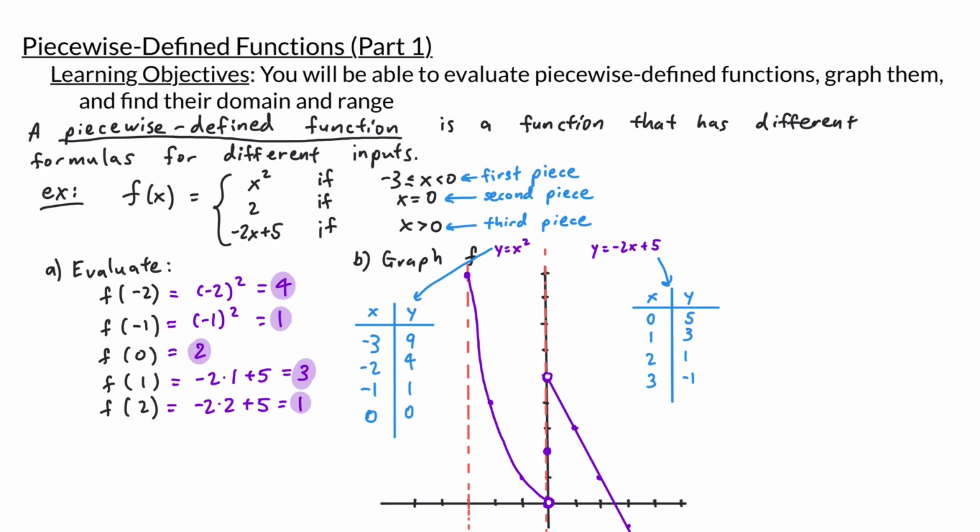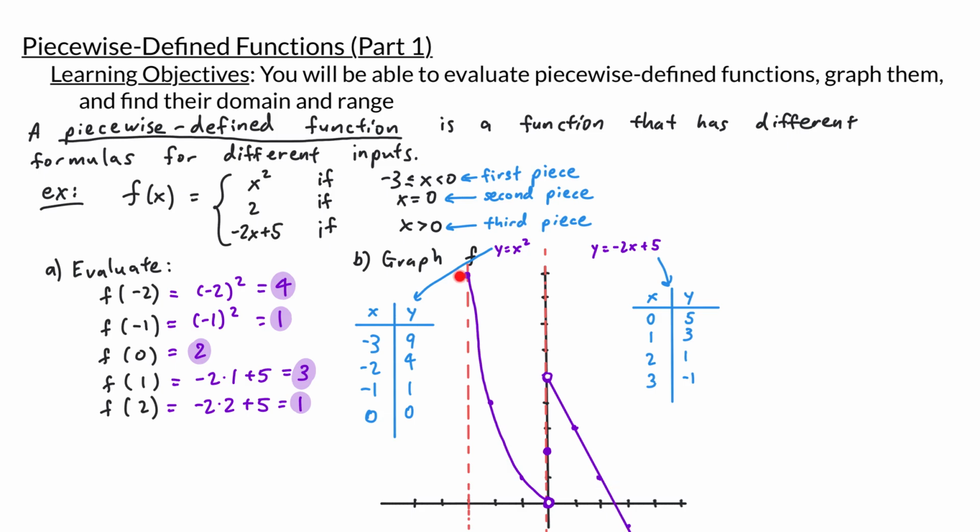So essentially what we did was we graphed the x squared function for x values between -3 and 0. At x equals 0, we graphed the point with y value 2. And then for x values greater than 0, we graphed -2x plus 5 to get this line.